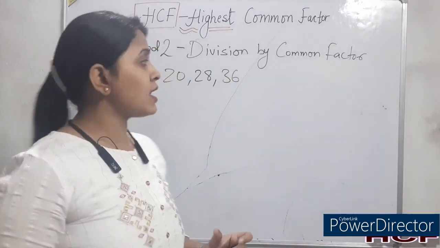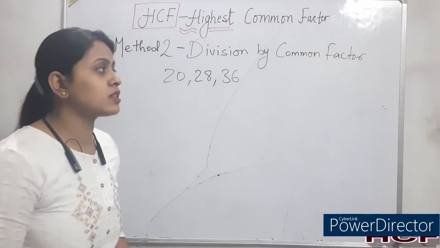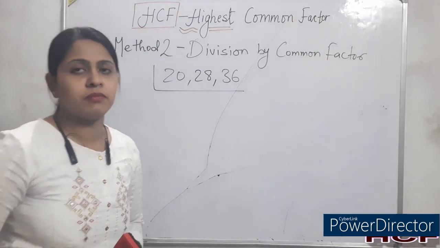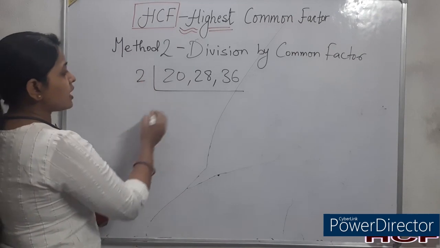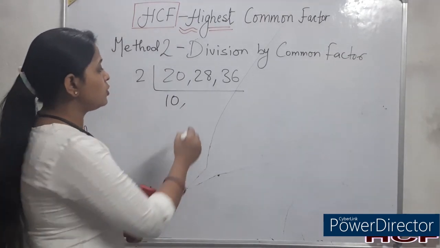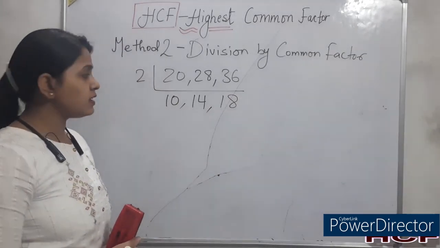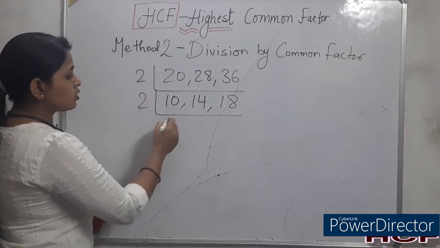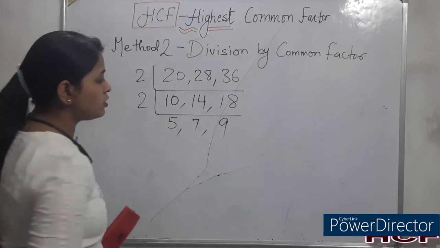So the first step is always to see which is the smallest number which can divide all the 3 numbers. As you can see, all the 3 given numbers are even. So we can go with 2. That is 20 divided by 2, 10. 28 divided by 2, 14, and 36 divided by 2, 18. Fine. Now again all the 3 are even here. 10 divided by 2, 5, 14 divided by 2, 7, 18 divided by 2, 9.